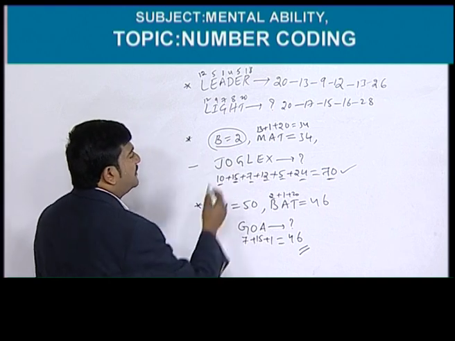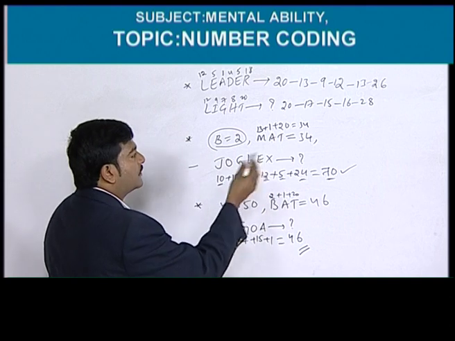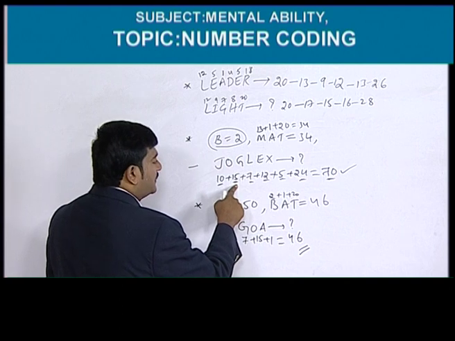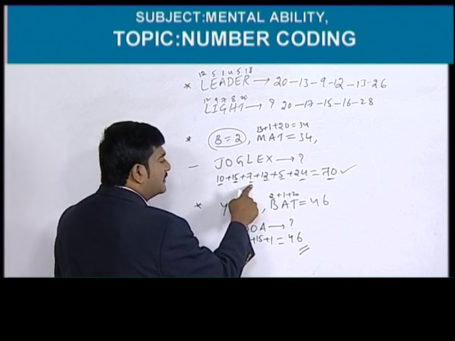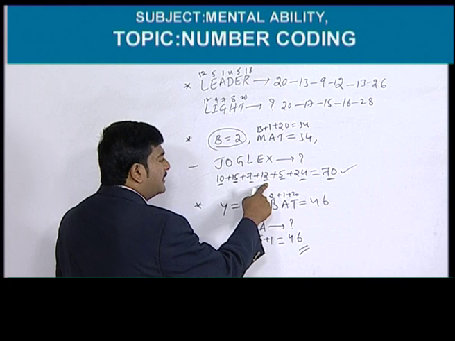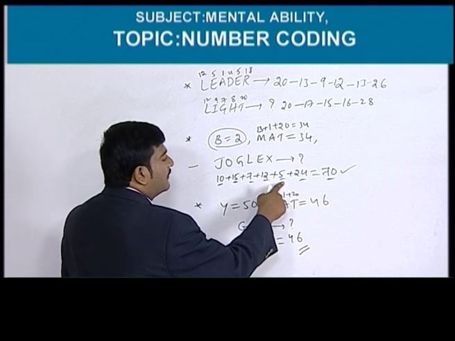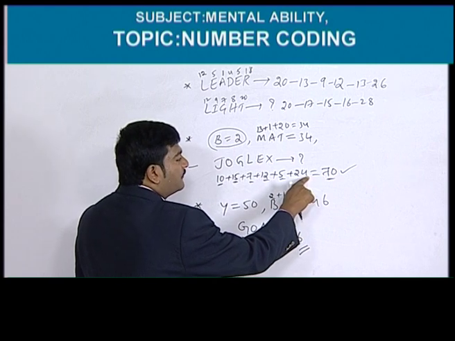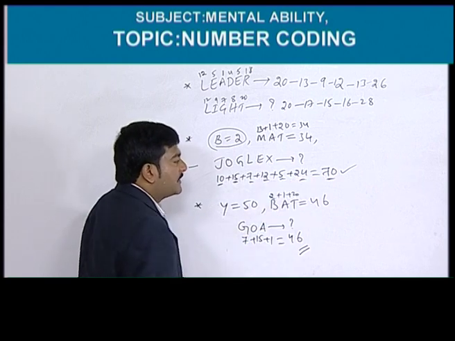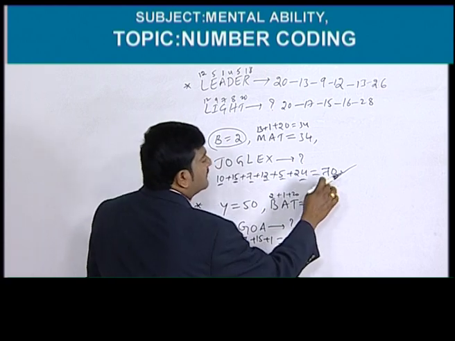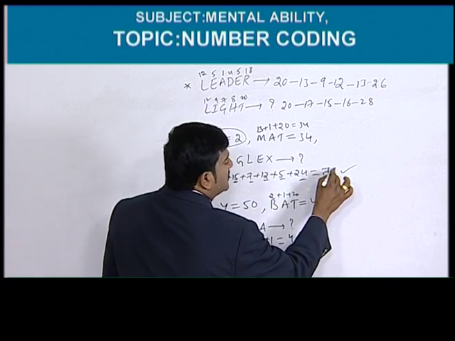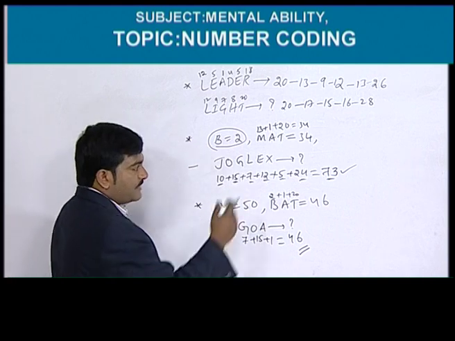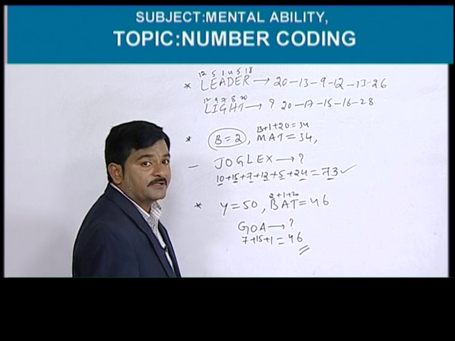B means how much? 2. MAT means 34. Okay. Directly adding. Add all these values. 10 plus 15, 25. 25 plus 7, 32. 32 plus 12, what can you say? 44. 44 plus 5, 49. 49 plus 4, 53. 53 plus 20. How much are you getting? 73. It's not 70. How much am I getting? 73 I am getting. Okay. So just correct that. It's not 70. It is simply 73.